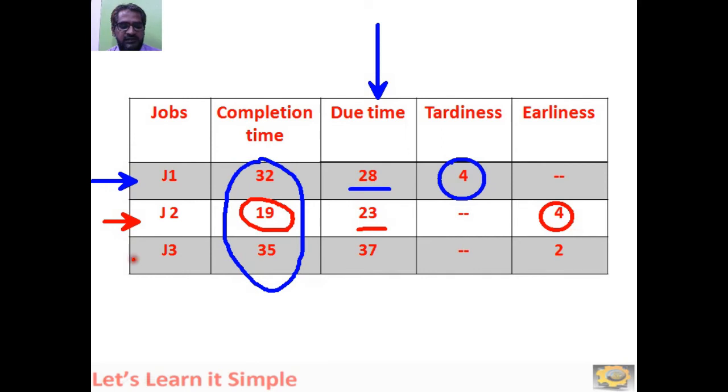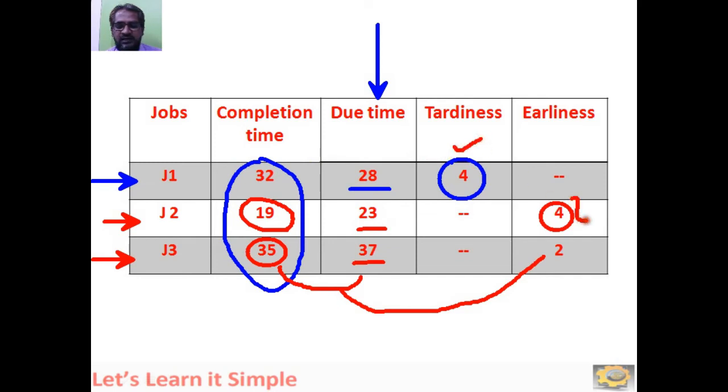Similarly, if you look at the third job, the due date is 37 time units, whereas we are able to complete the third job by 35 time units. So this job is also early. Therefore, earliness for the third job is 2. So the first job is delayed with a tardiness of 4. The second and third jobs are early with an earliness of 4 and 2.